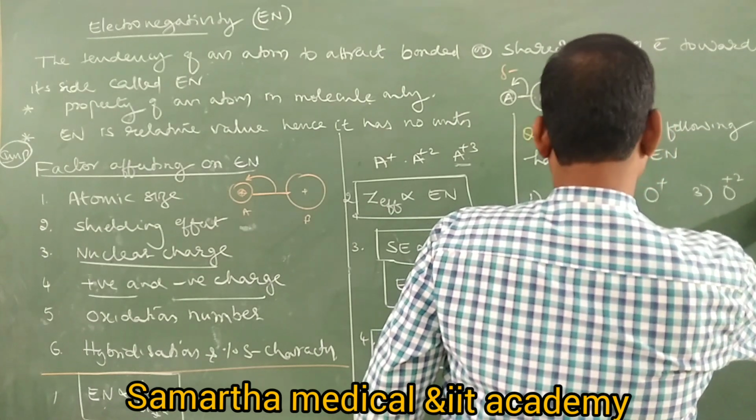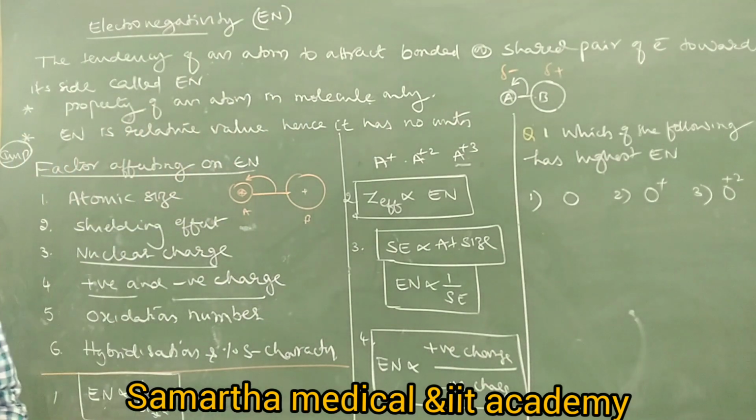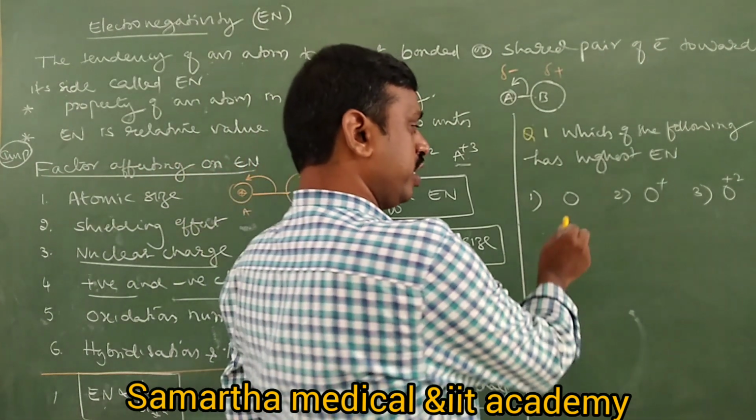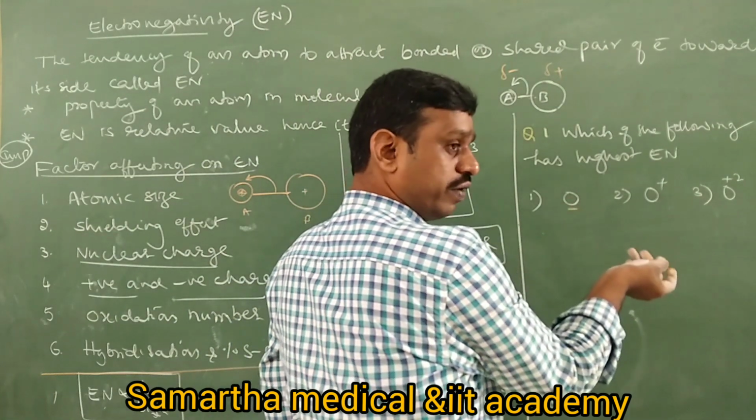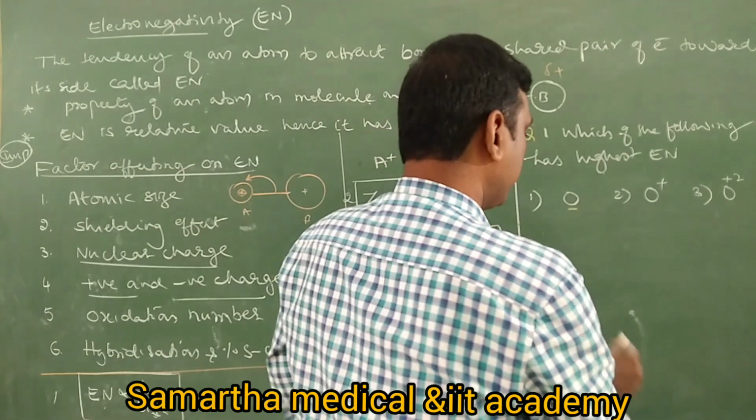Take here O minus, O plus 2. Why? Because it has more Z effect. Usually oxygen has high electronegativity, no doubt. Do you know what is the order of electronegativity?